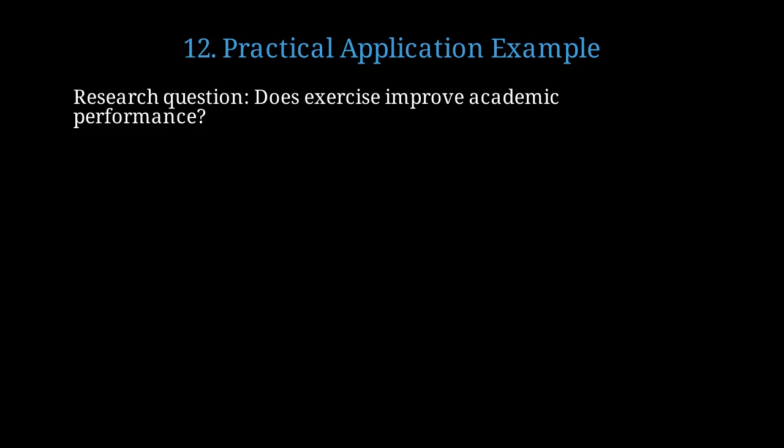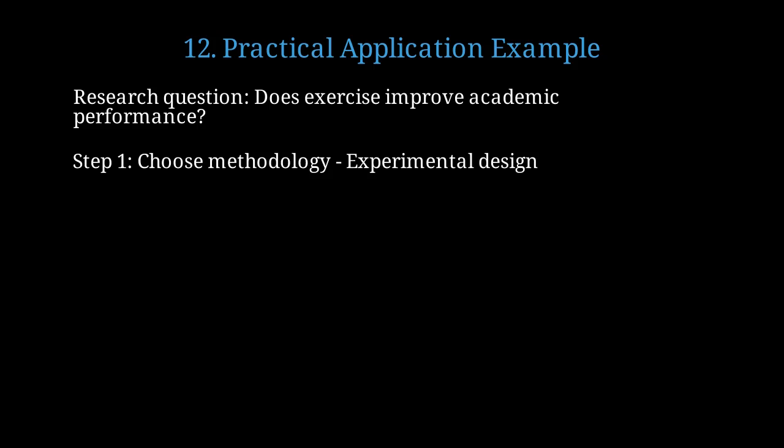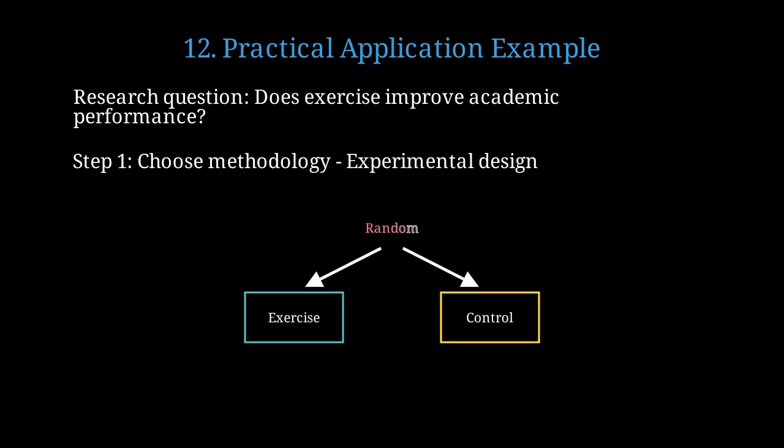Let's work through a complete practical example to tie everything together. Suppose our research question is, does regular exercise improve academic performance in students? Step 1. We choose experimental design to establish causality. We randomly assign students to exercise intervention or control group.